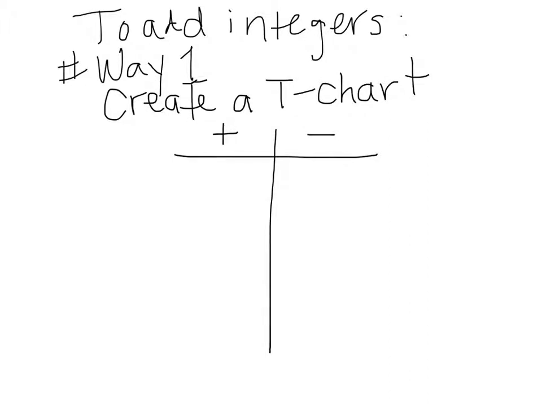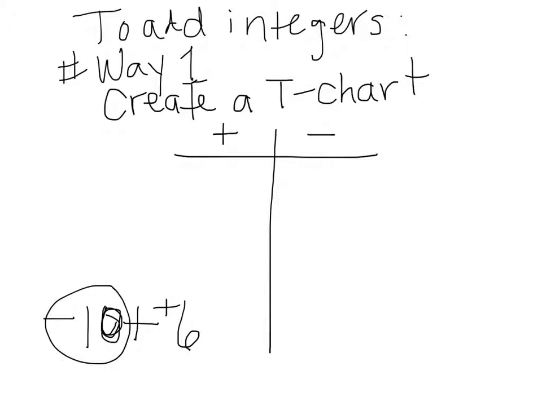So if I have the problem, negative 10 plus positive 6, I would put the negatives on the negative side and the positives on the positive side, like this. I have 10 negatives, so I'm going to make 10 negatives. 1, 2, 3, 4, 5, 6, 7, 8, 9, 10.